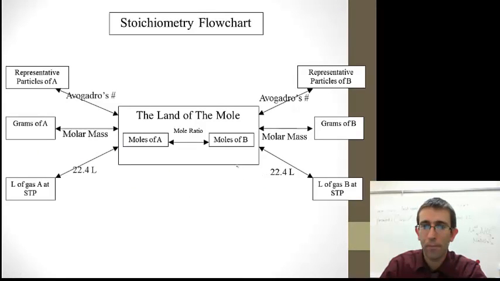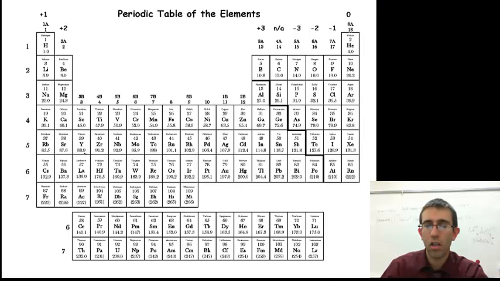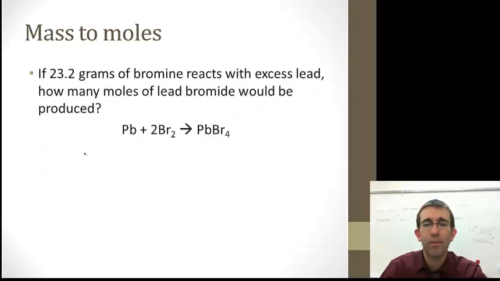Here we go. First of all, you should have your stoichiometry flow chart out. Everybody should have it in the packet. Once again, for my CP class, you will not have this liter part. You'll just have molar mass and Avogadro's number here for grams and particles. For honors, you do have that. And make sure you have a periodic table.